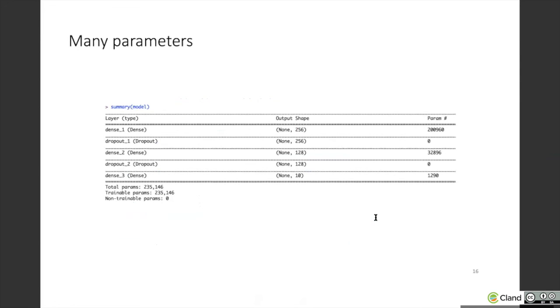This is a summary of the model characteristics. You see the number of parameters here is huge. The total number of parameters is more than 335,000. So of course here the risk of overfitting is huge. You have many more parameters than observations.